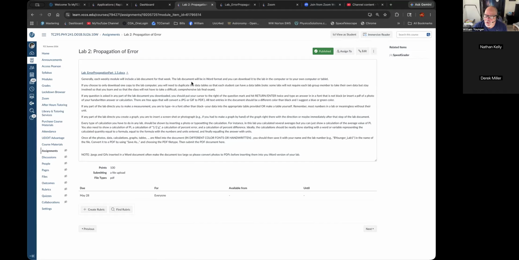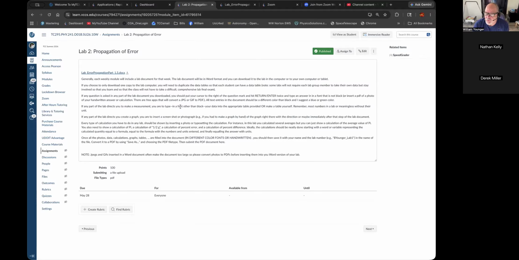If you are told to print something, that means you're supposed to take a photo of the screen, the relevant part of the screen at least, and then paste that into the Word document right where they told you to print it, or right where you were made to or suggested to make the actual graph or whatever it is you're taking a picture of.